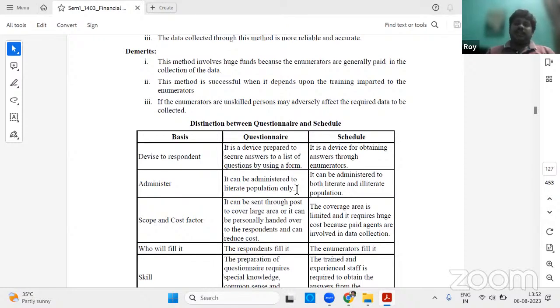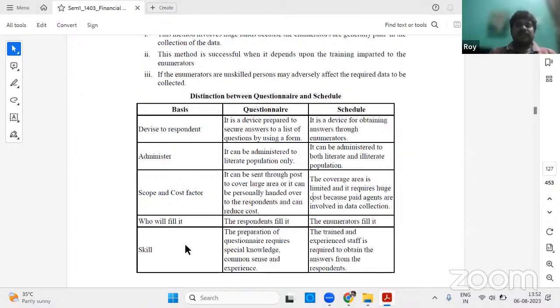For literate people, educated people, we can send a questionnaire. For illiterates, better we use the schedule. Scope and cost factor: the post can cover a large area, while the schedule is limited and requires huge cost because paid agents are involved in the data collection. Those people have to interview and collect the data, and that is why they will report.